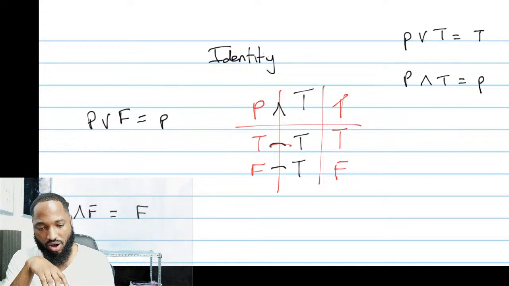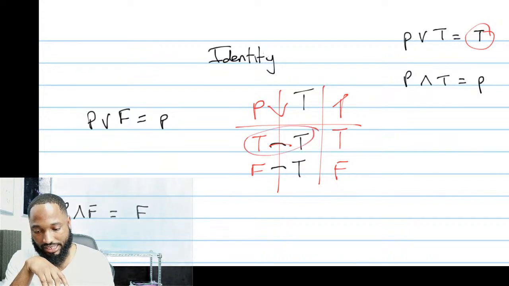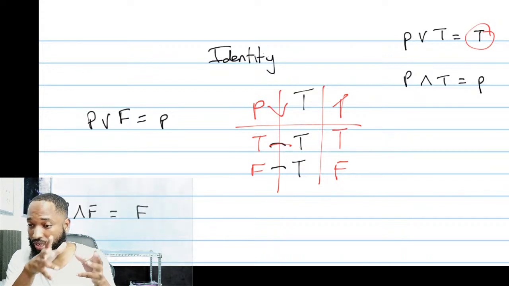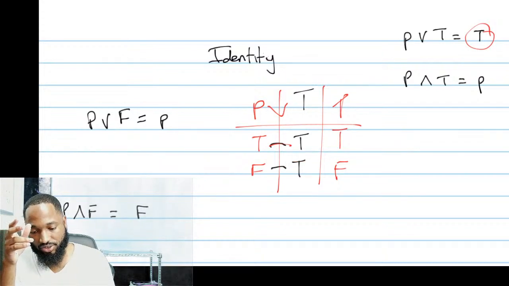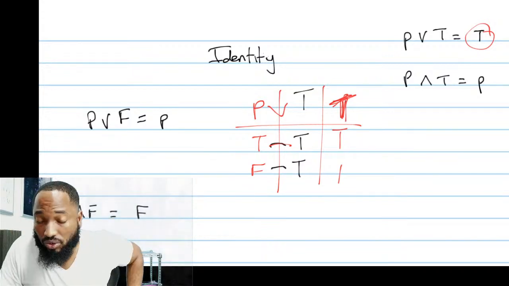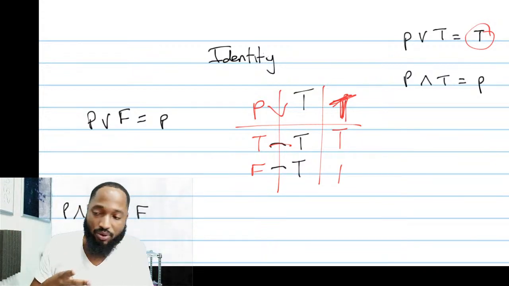What about or? How are we going to get true? P or T? Well, there's a T here, so it's true, because with or, once there's one T, it's true. So P or T is true. So these are the 4 identities that I want to know.